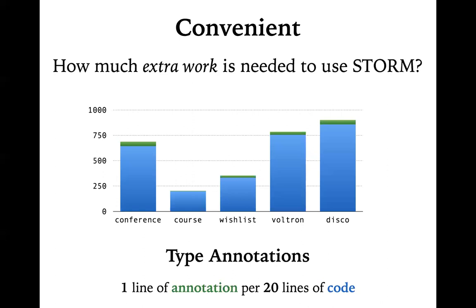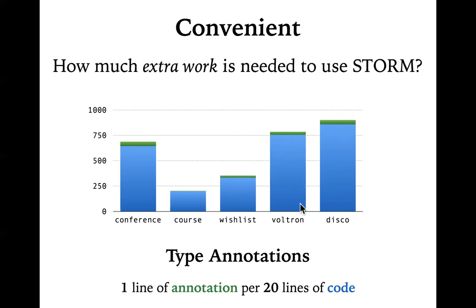I had this as a table, but I thought I'd turn it into a graph. Roughly speaking, these three are from the previous benchmarks: conference, course, and wishlist. And these are two new end-to-end applications I'll describe in a second. Long story short, it's about one line of type annotation per about 20 lines of code. The largest of these has maybe 750 to 900 odd lines of code in the server, just the controller code, setting aside the client. Does this answer your question, Saurabh? The blue bit is just raw code.